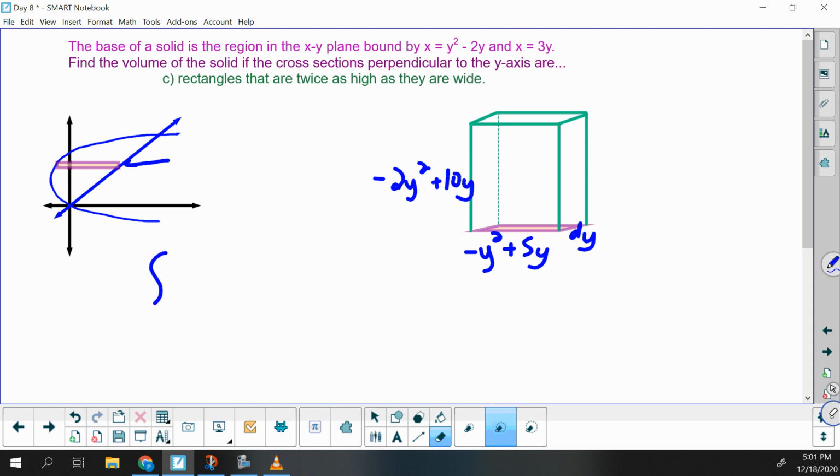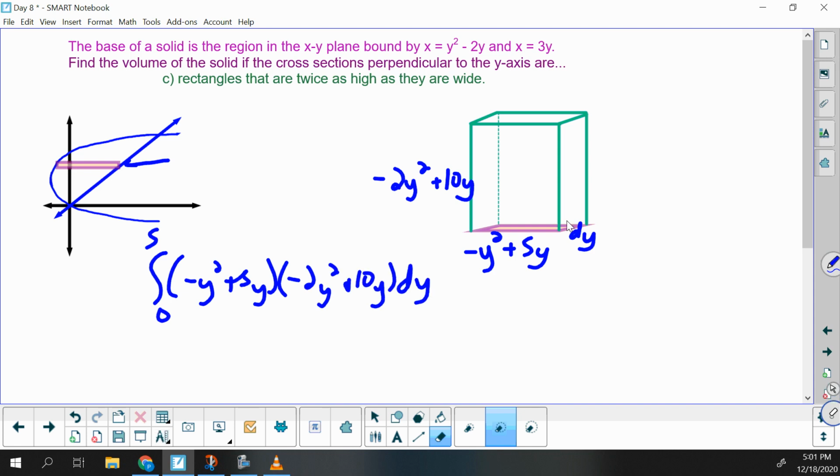Well, our integral is still going from 0 to 5. We'll just have the base times the height times dy. We can FOIL that out and get a positive 2y to the fourth. We'll have a negative 10y on the outsides, negative 10y on the insides, so we'll have negative 20y cubed. And then we'll have a plus 50y squared.